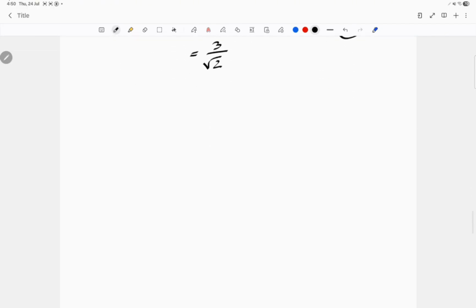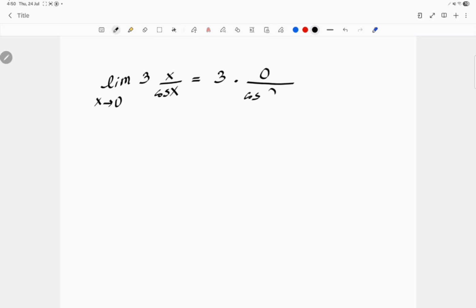Let's do another one. Limit of x approaching 0 of 3 times x over cosine x. Now, 3 times 0 over cosine of 0. What's the cosine of 0? You must also know. It's 1. So 3 times 0 over 1, which means 0. Good? Yes.